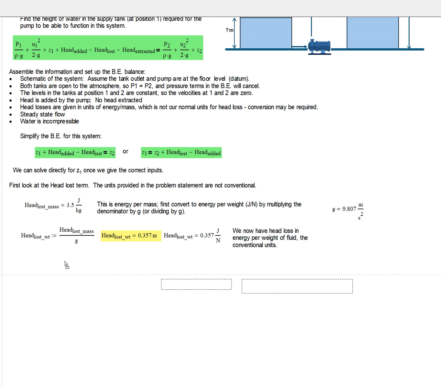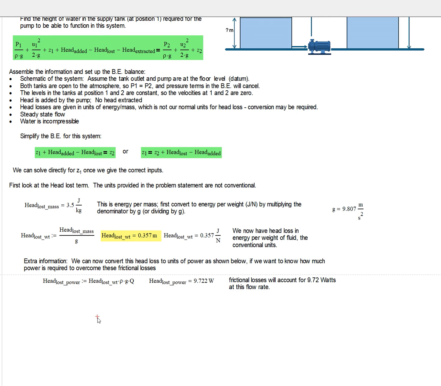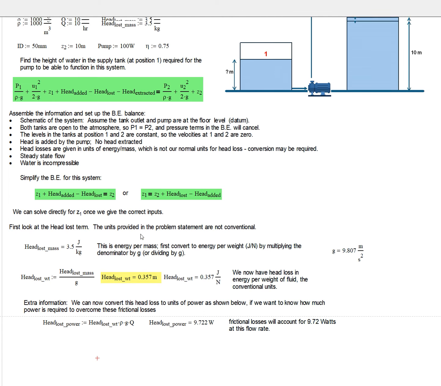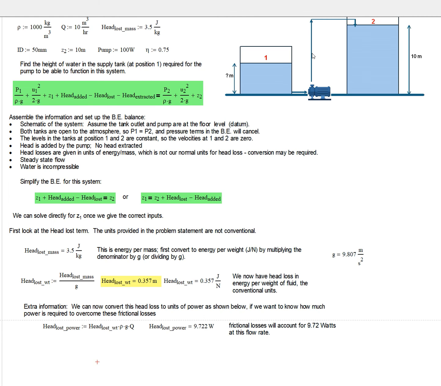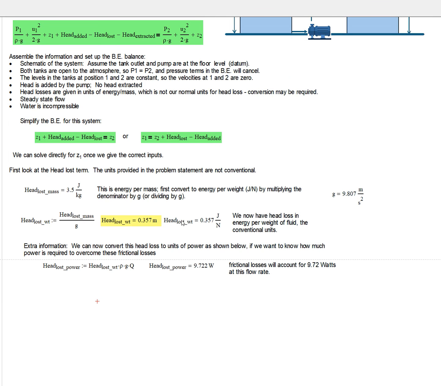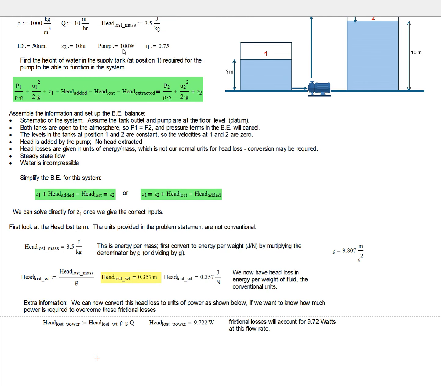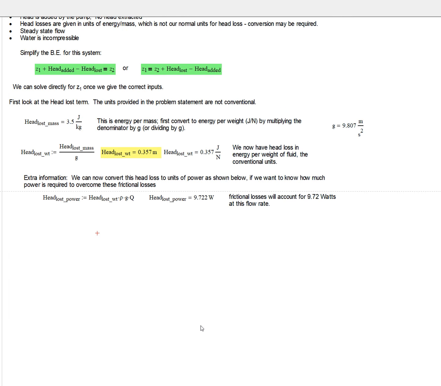Another thing we can do, and I went ahead and did this calculation, I was kind of curious to see how much of this pump's power is going to overcoming the frictional forces. So we can take the head loss and multiply it by rho g times the volumetric flow rate. We're given all that information, and we can see that of the 100 watts total, 75 watts is actually being applied to the liquid, and 9.77 watts, or 9.72 watts, of that goes to overcoming the frictional losses.